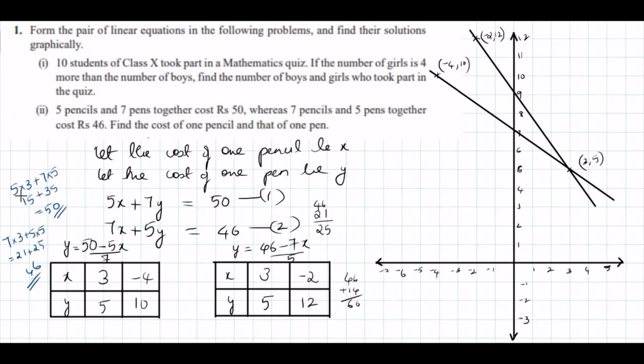So when you give the values, you can see 5 into 3 plus 7 into 5, that is 15 plus 35 equal to 50. And similar way, 7 into 3 plus 5 into 5, that is 21 plus 25, that is equal to 46. So this is the only solution that is possible for this pair of linear equations in two variables.